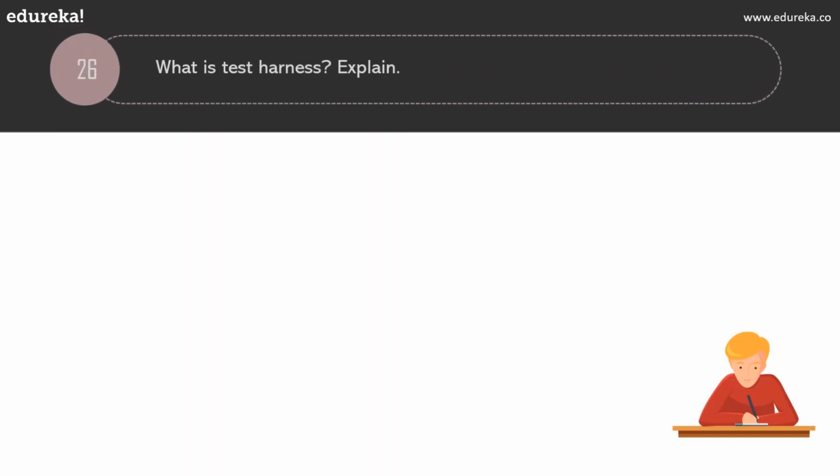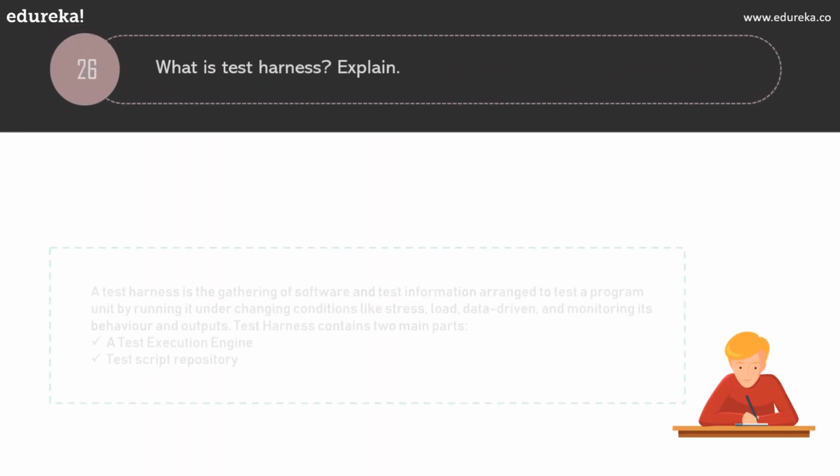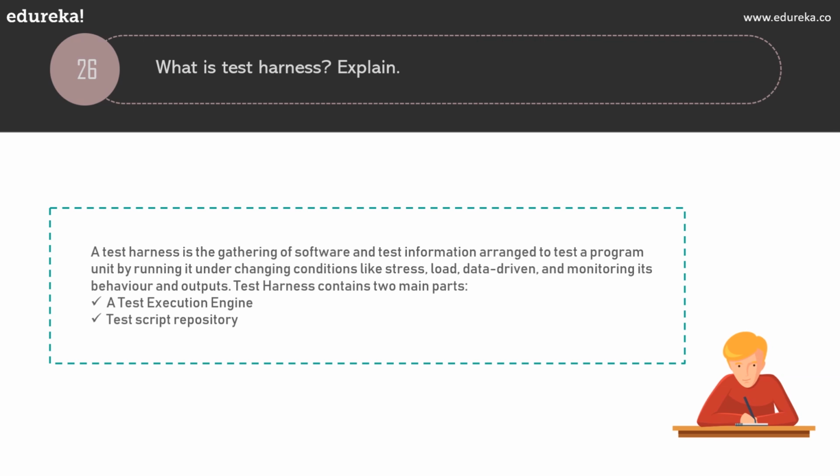What is a test harness in testing? Explain. In software testing, a test harness or automated test framework is a collection of software and test data configured to test a program unit by running it under multiple conditions and monitoring its behavior and output for all these conditions. So basically, it's a collection of software and test data configured to test a program under multiple conditions by monitoring its behavior and its output.